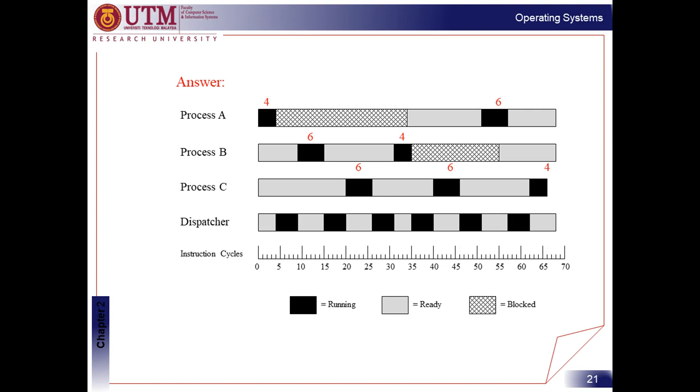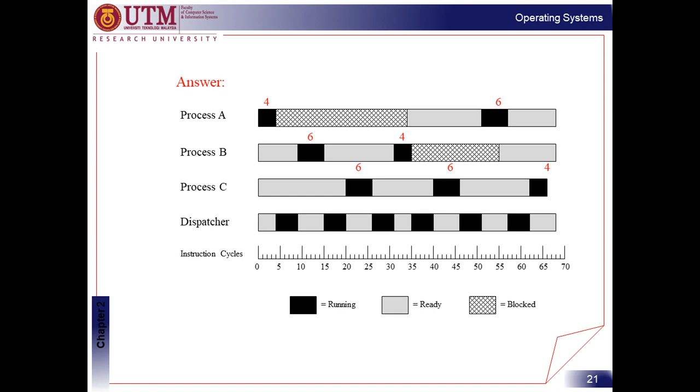One such piece of information is the number of cycles executed by each process within the 70 instruction cycle time frame. For instance, process A managed to complete 10 cycles within the 70 instruction cycle time frame. Similarly, process B also successfully executed 10 cycles. Notably, process C managed to execute 16 cycles.